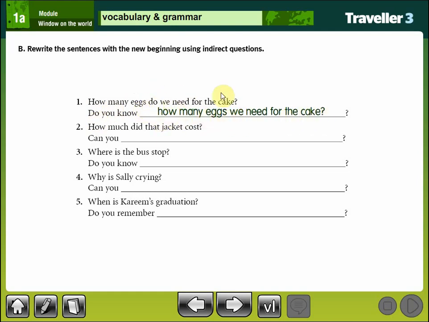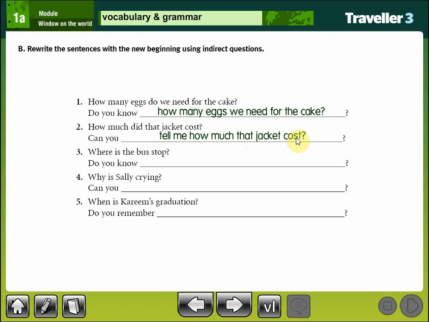Instead of saying, do we need for the cake, we either change the place of the auxiliary, but here it is an added one. It's not a main verb, so we just delete it because we have the main verb here. How much did that jacket cost? Can you tell me how much that jacket cost? So we deleted the added helping verb we used.